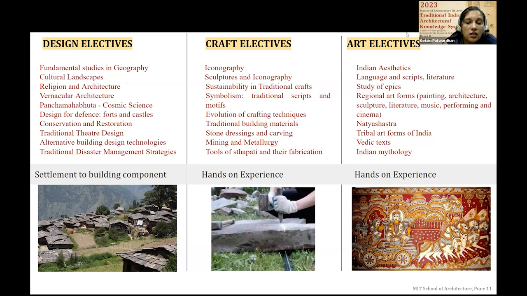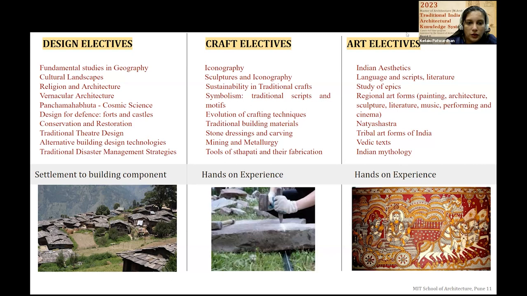And under the craft elective, most of the times it's hands-on. So we went on to understanding crafting techniques or sculptures and iconography, mining and metallurgy, or going to the actual quarries and looking at stone dressings and carvings and so on and so forth. And under the art elective, which is also kind of hands-on, a little bit on research, where we talk about Natya Shastra, Vedic texts, mythology, epics, aesthetics, and so on and so forth.